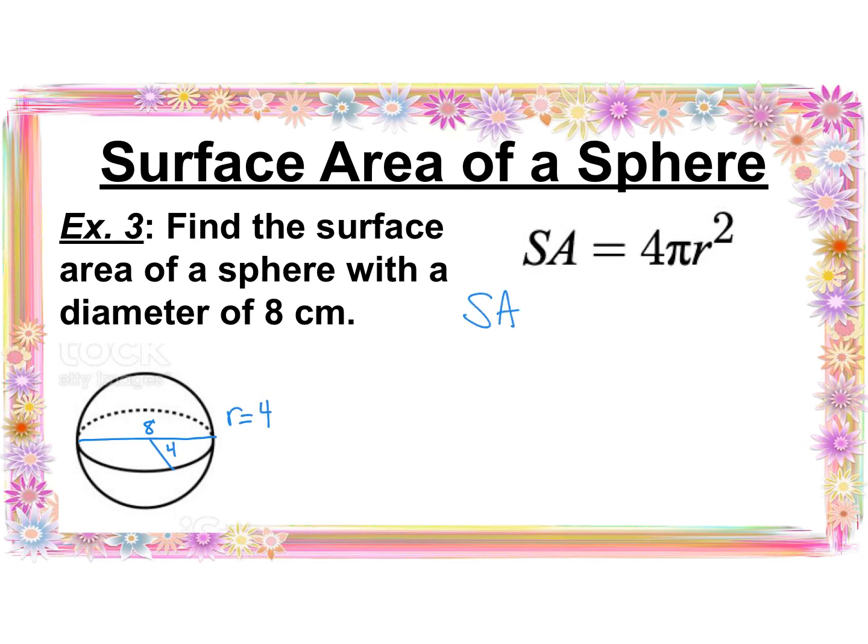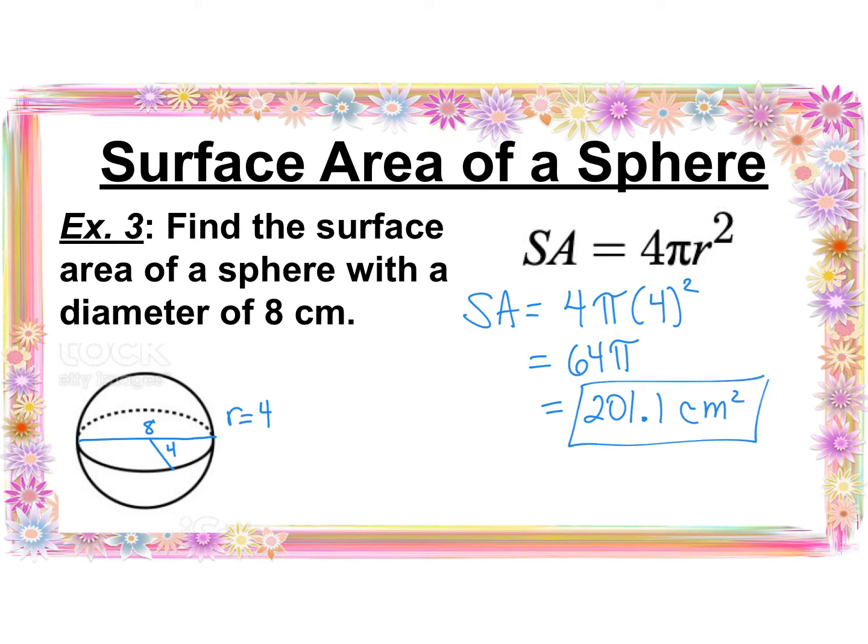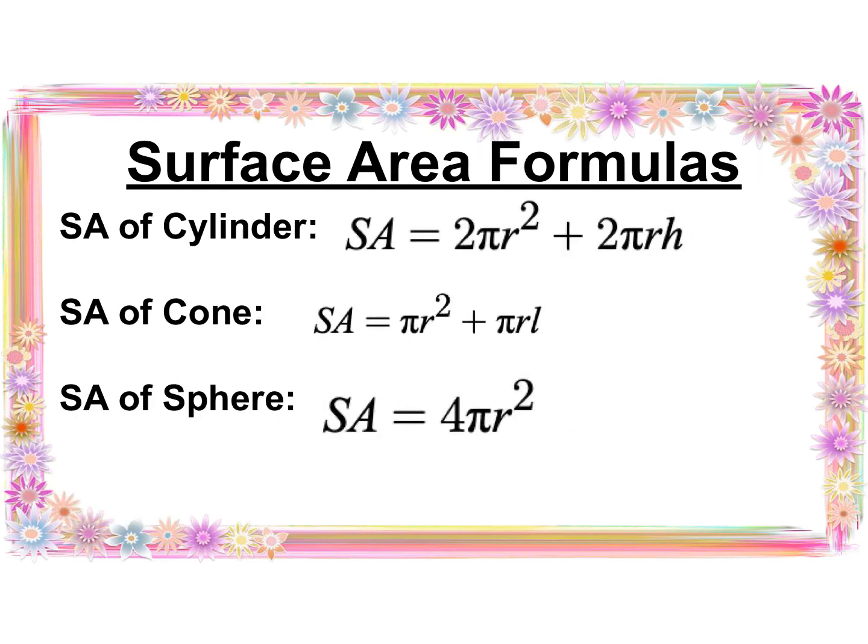And our surface area is 4 pi radius, which is also 4 squared. So that comes out to be 4 times 4 times 4. 4 cubed is 64 pi. And then when you hit the pi button, you get 201.1 centimeters squared for the surface area of that sphere. So there's your formulas. You'll have the formulas on the quiz. You just need to know how to use them. They all involve circles, so they all have pi. Nice job.